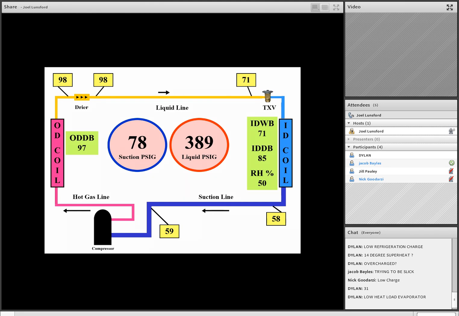So this is a classic liquid line restriction, with low suction pressure. So whoever said liquid line and suction pressure, give yourself a star. This is a liquid line restriction. Absolutely.